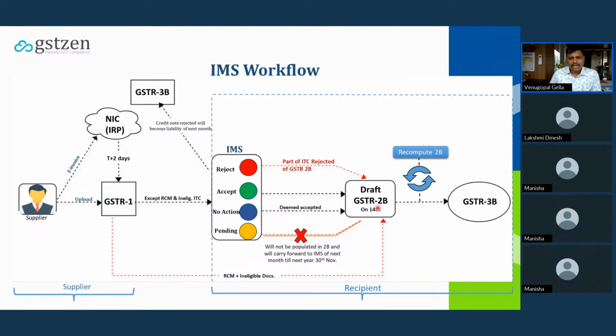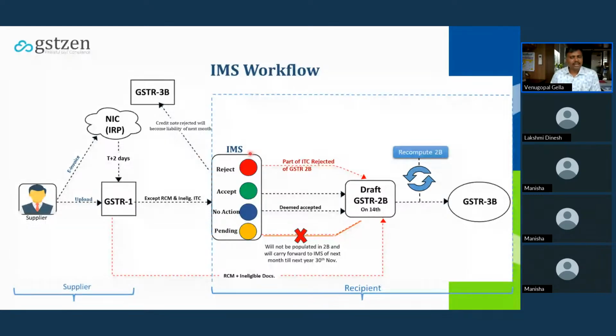It would travel to GSTR-2B saying that this ITC will not be added to the recipient because he rejected it. Either accept or no action, which is called deemed acceptance, gets added to 2B. If you mark a record as pending, it gets auto-populated into the next month for action. Nothing would travel to 2B. So apart from the regular credits, which is except RCM and ineligible credits, the other credits flow directly to 2B. So what goes to the IMS route is the regular credits.